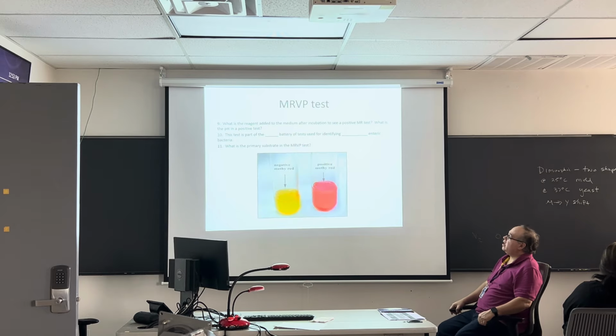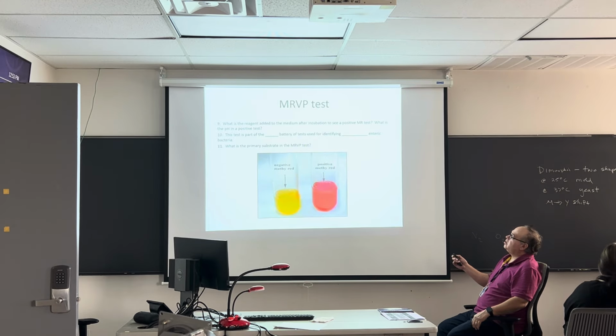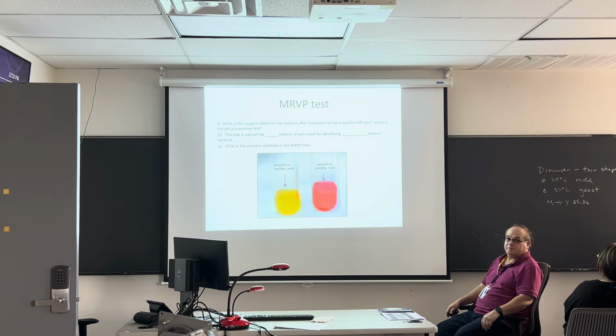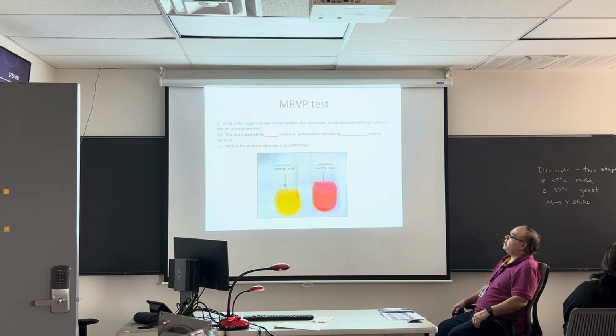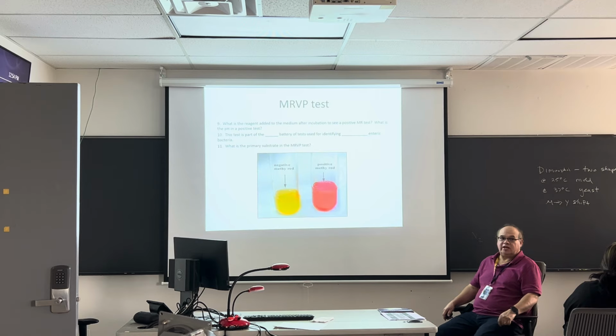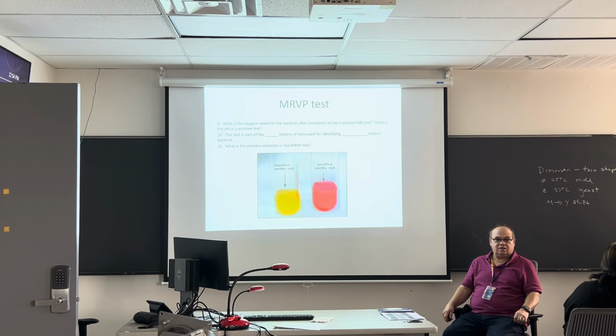Here we go. This is the MR and the VP, but we're doing the MR first. What reagent is added to the medium after incubation to see a positive MR test? Methyl red. You have to write methyl red. You cannot say MR. Okay? What is the pH of a positive test? Low, acidic. It's acidic.